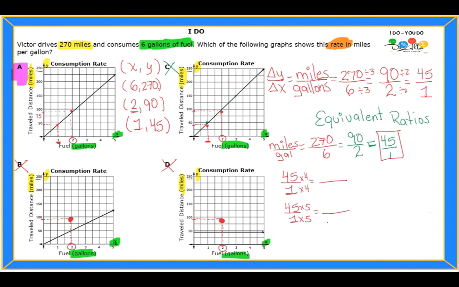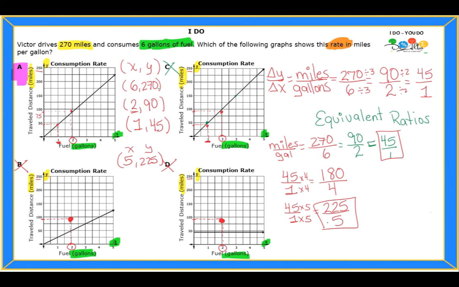Okay, so for 45 times 4, we get 180. And 1 times 4 is 4. And 45 times 5, I get 225 and 5. Okay, so sometimes, like I said, the more equivalent ratios you find, the better you will find the graph that is needed. So I'm going to double check on A, and I'm going to check the one with the 5. So that would be 5 on X and 225 on Y.